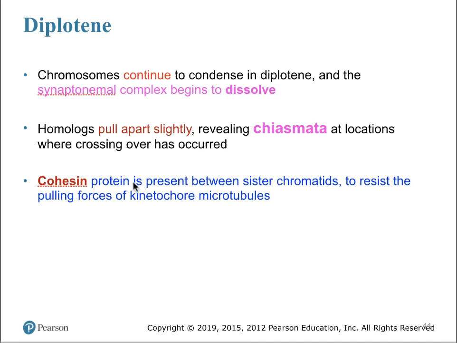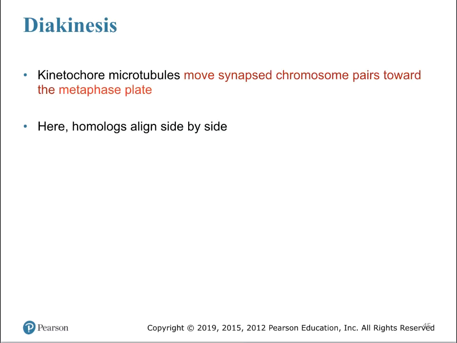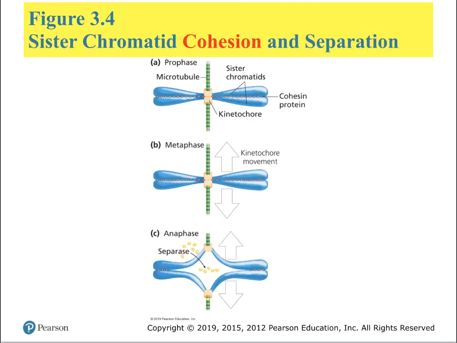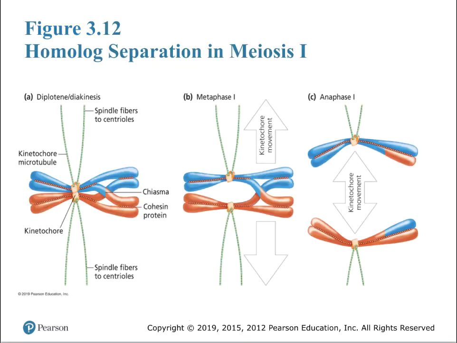Once more, cohesion protein is found between sister chromatids, and that resists the forces of the kinetochore microtubules in the same way that we saw with mitosis. The entire tetrad is moved towards the metaphase plate during diakinesis. Figure 3.12 illustrates these events in Meiosis I. Compare this to what we saw when we were looking at mitosis, and you'll see a stark difference. Here we just have one homolog. In the example that we just looked at in meiosis, we appear to have 2 homologs.